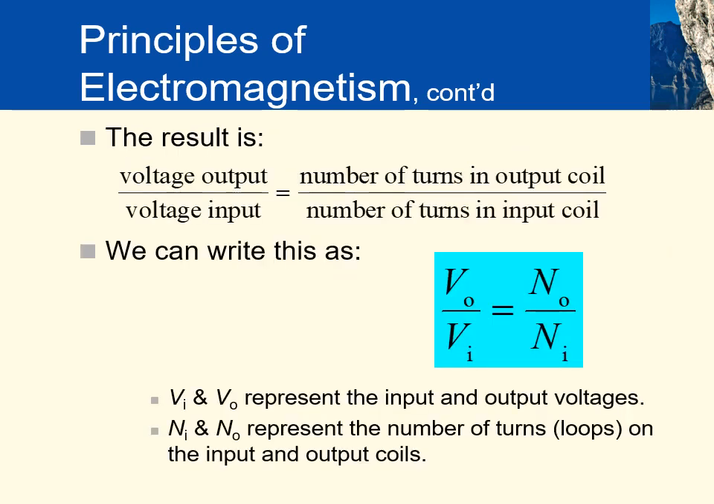As we know, the transformer is used to transform the voltage from high to low or from low to high. And this can be done by playing with the number of turns, or the number of loops, in the output coil or the input coil. This equation relates the output voltage and the input voltage with the number of turns in the output coil and the number of turns in the input coil.